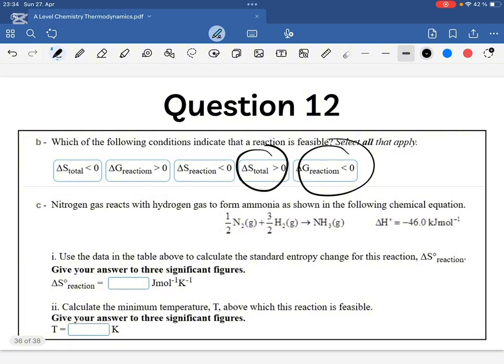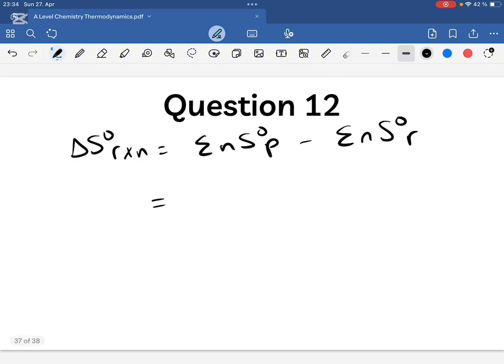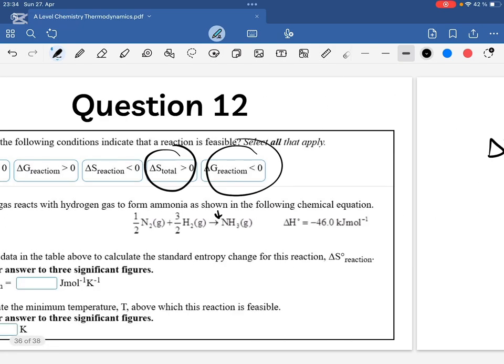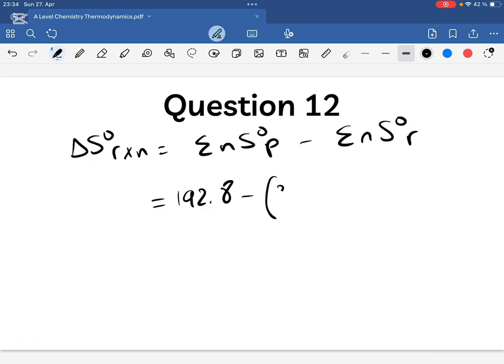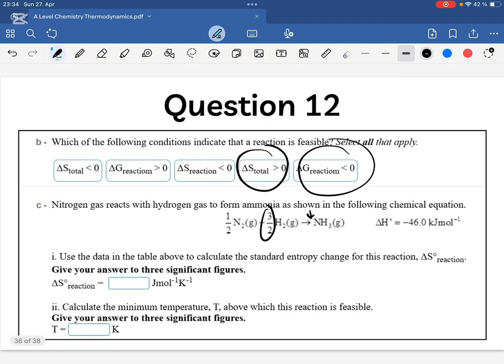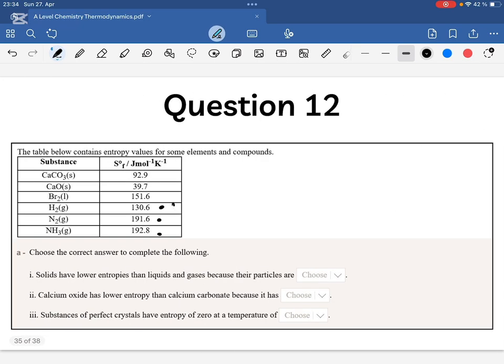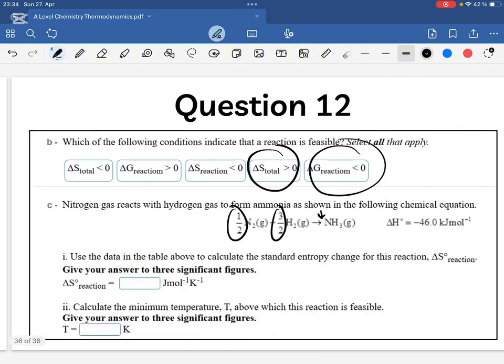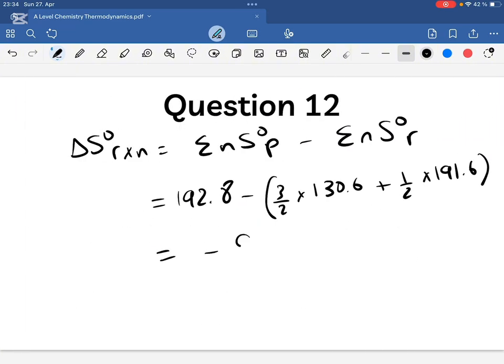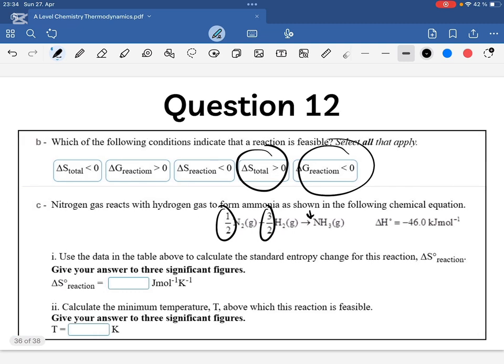Now NH3 doesn't have any coefficients, so I'm just going to put its value from the table, 192.8, minus the coefficient for H2, which is 3 over 2, so I have to put 3 over 2 multiplied by 130.6. I have to add the half N2, which is plus half times 191.6. As you can see, all of these values I've used from the table. And then the delta S is going to be minus 98.1. So the delta S for the reaction is going to be minus 98.9.